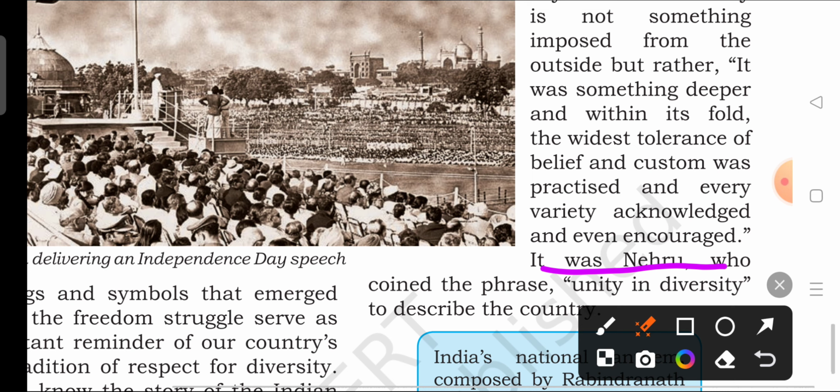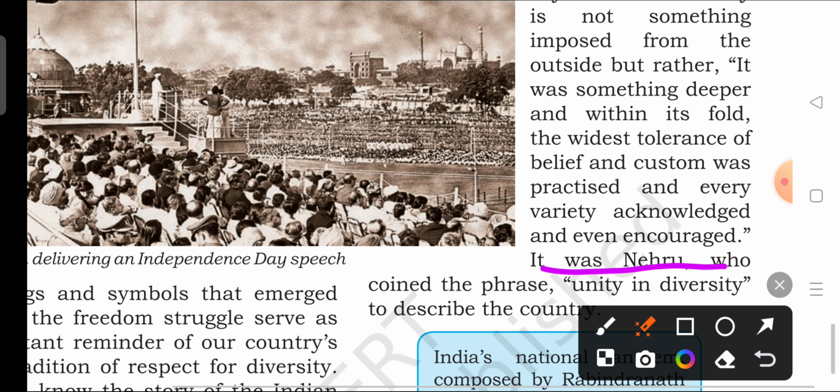So it doesn't make them hate other religions or hate other people who propagate or follow other religions. They always love and respect other religions also. They never said anything wrong about other religions or other communities. So this became their strength, and this proved, we can say, to be the independence of India.